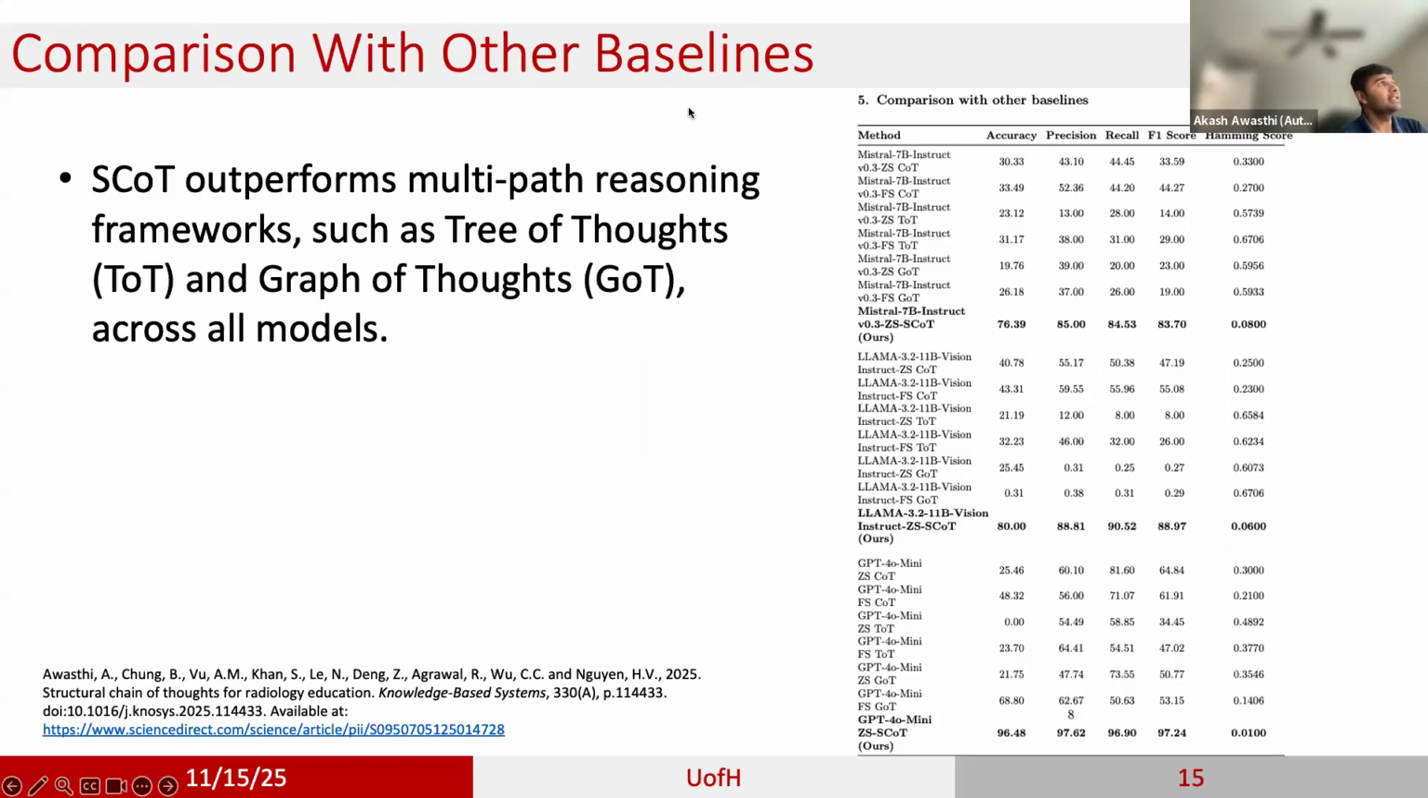We also tested the other baselines across different models, using graph of thoughts and tree of thoughts as well, and you can see that across all models, our SCOT outperforms them. That's very useful because the journal reviewers asked us to test this, definitely because these prompting techniques are developed for multi-path reasoning.